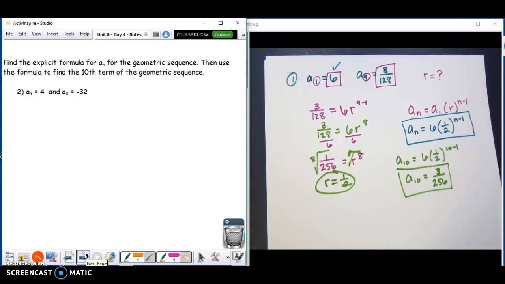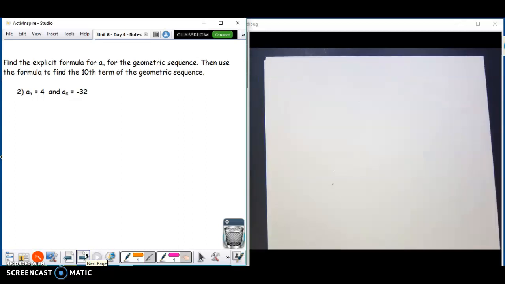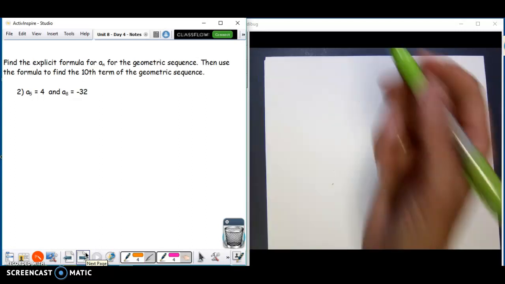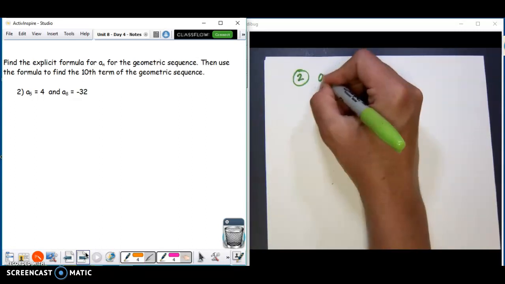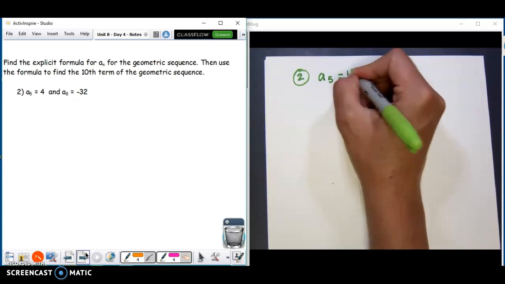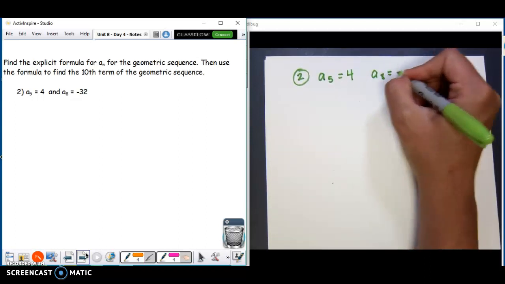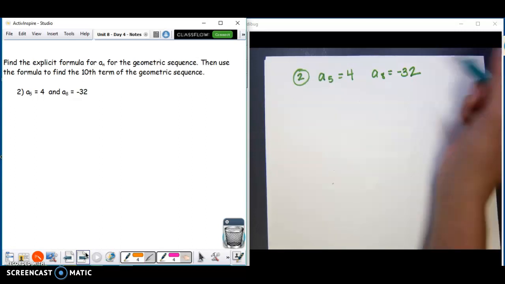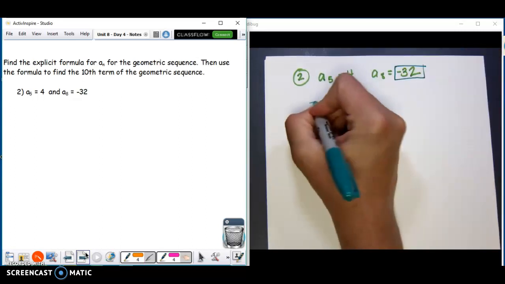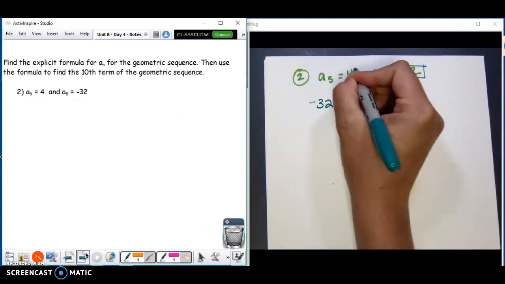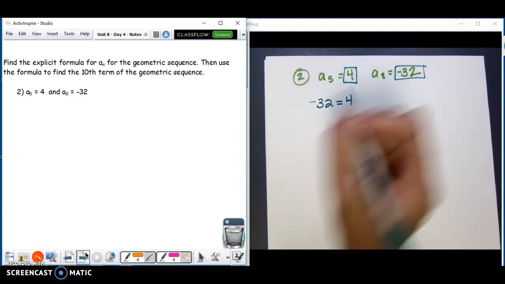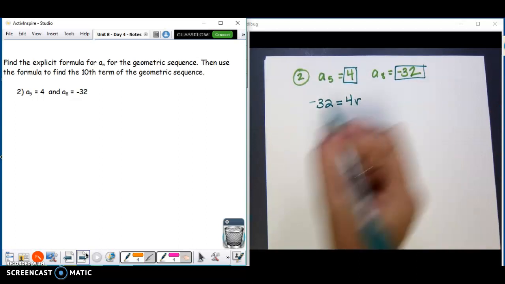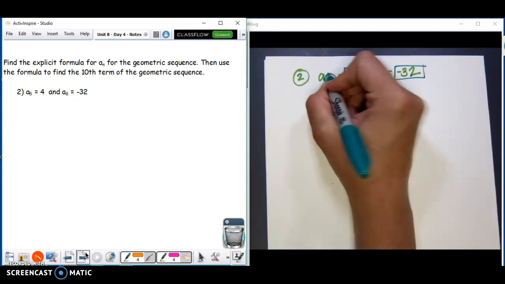So we're still working with geometric on the second one, and they tell you 2 of your terms. So this time they give us a sub 5 is 4, and a sub 8 is negative 32. We want to write the explicit and then find the 10th term. So I always find the ratio first. So to set up the ratio, I'm going to take my negative 32 is equal to this 4. And that's 4 times the ratio of 8 minus 5.